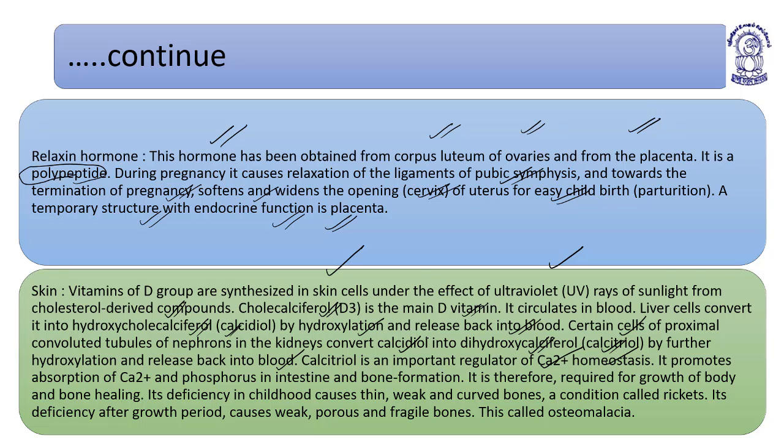So basically, this vitamin D helps to promote the absorption of calcium and phosphorus in the intestine and bone formation. It is therefore required for the growth of the body and body healing. Its deficiency in childhood causes thin, weak, and curved bones, a condition called rickets. In rickets, the legs get bent, they become bow shaped because of the deficiency of vitamin D. Its deficiency after the growth period causes weak, porous, and fragile bones. This is called osteomalacia. So osteomalacia is seen in adults and rickets is seen in children.